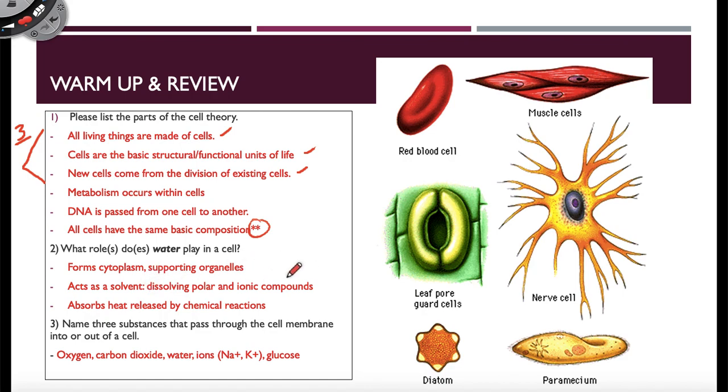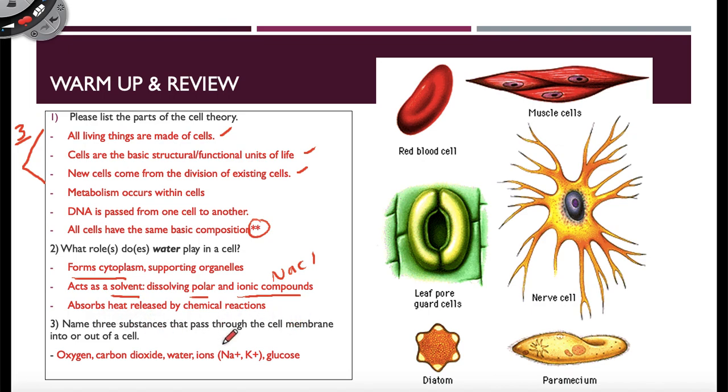So what role does water play in cells? We know we need water. Water is essential for life because it forms the cytoplasm. It supports the organelles. It also acts as a solvent. That means that it can dissolve polar substances like itself and ionic compounds like, for example, salt. We know that water absorbs heat, therefore it's a coolant. And we know that water has a high specific heat, so it's hard to change the temperature of water.